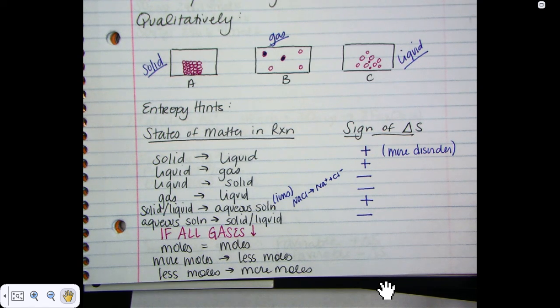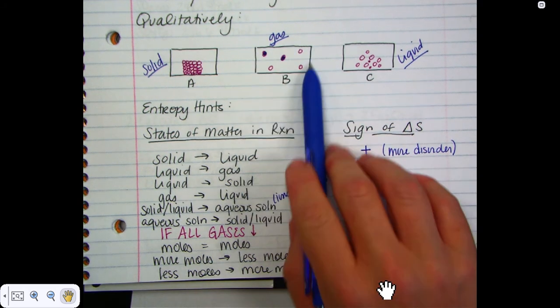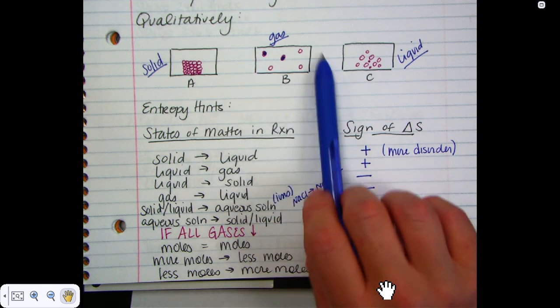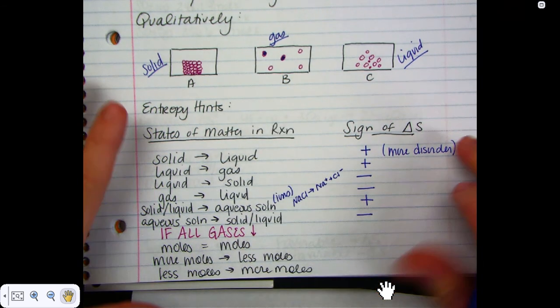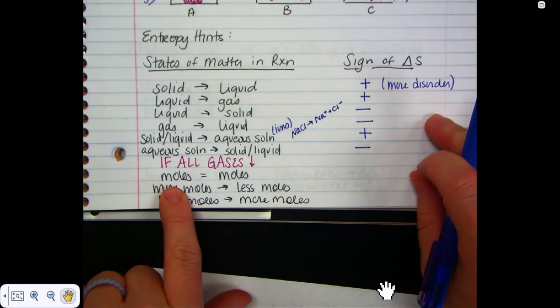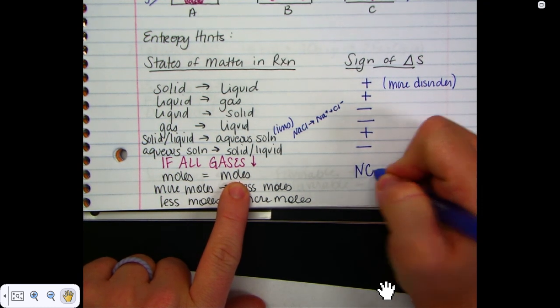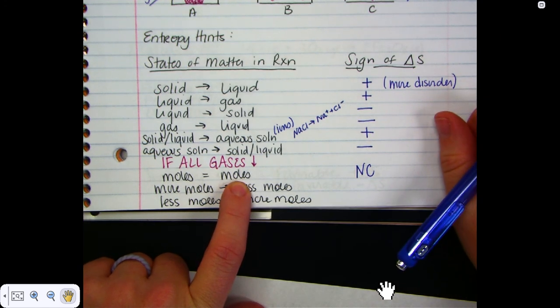And so when I look at gases, because of the way that they bounce around, I have to look at the number of moles of gas in my reaction. And I just need to see if the number of moles changes. Because if the number of moles stays the same, I still just have the same amount of things bouncing around. But if my number of moles increases or decreases, then that's going to change what I have in my container. So if my moles on the left and my moles on the right are equal, then there is no change in my entropy.